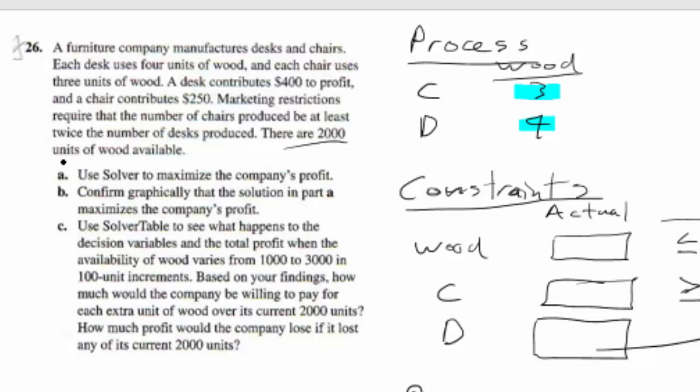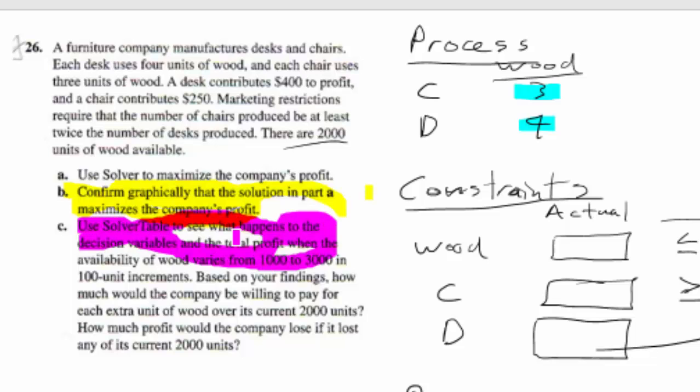This problem again asks you to confirm graphically. I'll let you try that if you want. Again, I'll give a couple of bonus points, but I'm not going to require you to do that. I want you to know how to run Solver and Solver Table and whatnot, not necessarily how to do the graphical solution. So let's jump down to C, which says use Solver Table to see what happens to the decision variables and total profit when the availability of wood varies from 1,000 to 3,000 in 100 unit increments.